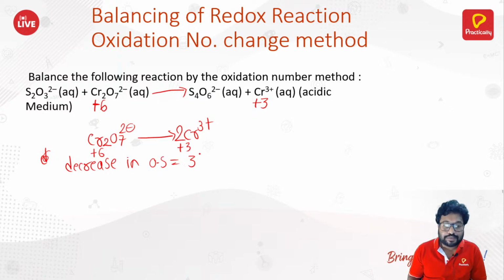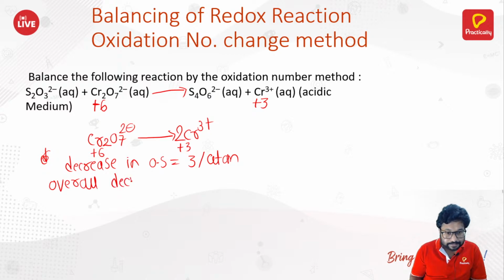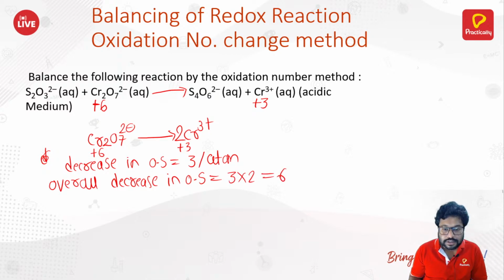Decrease in OS is equal to 3 per atom, right? But you've got 2 chromium atoms here, and therefore the overall decrease in oxidation state has to be 3 into 2, that is equal to 6. That is your equation number 1.